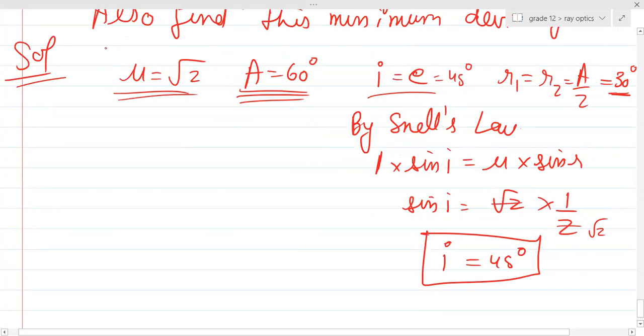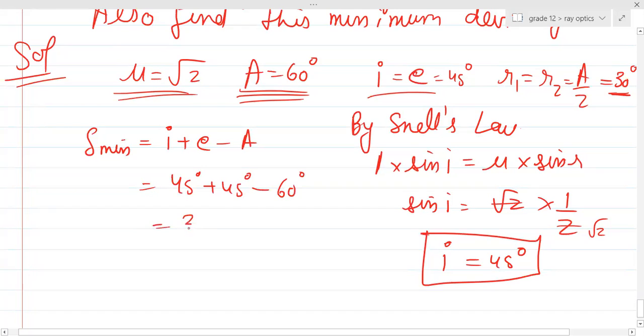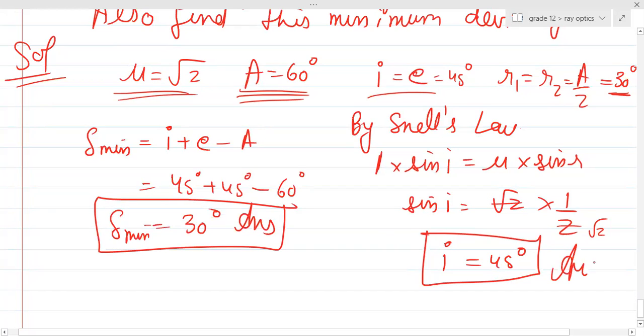We also know this thing, delta minimum is basically I plus E minus A. So 45 plus 45 minus A, 60 degree. So 30, and this is the answer.